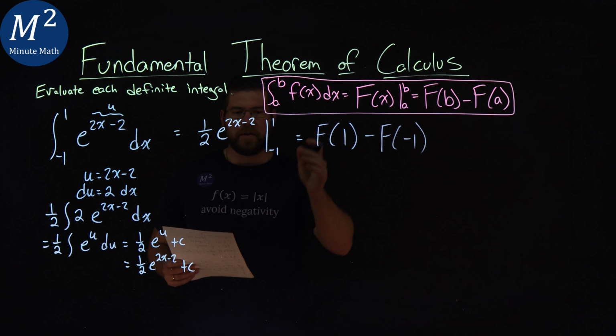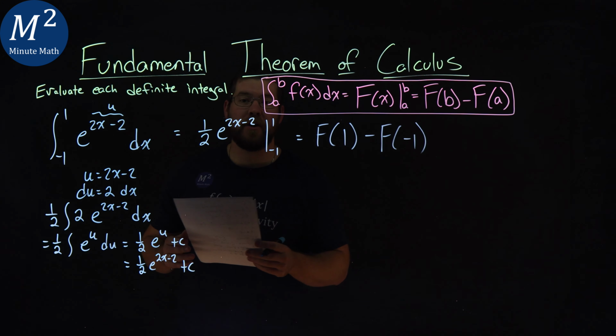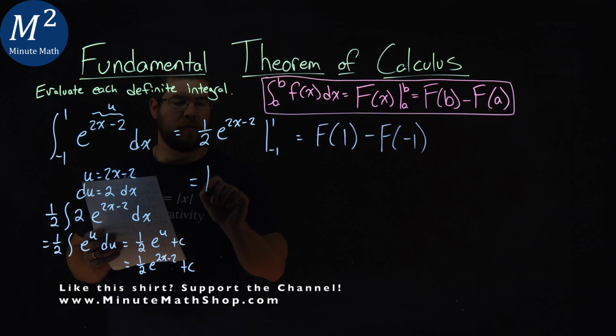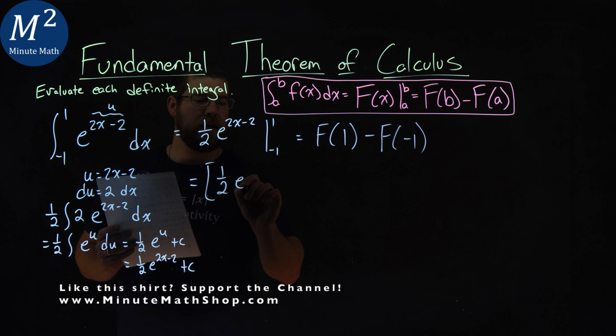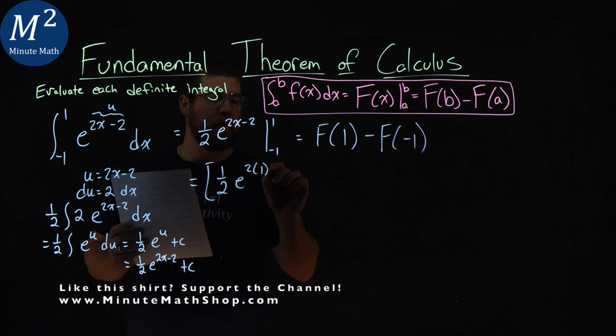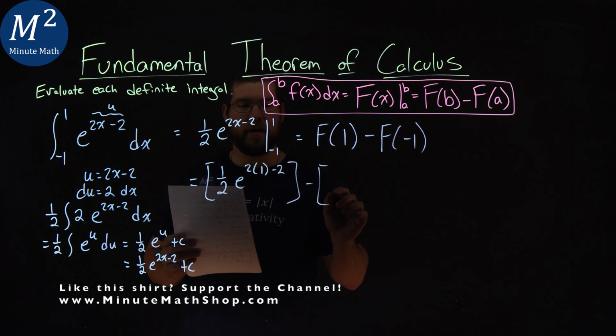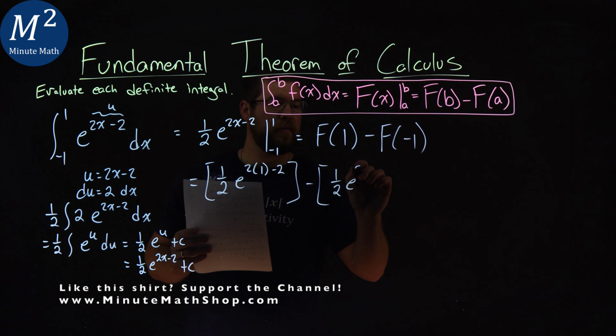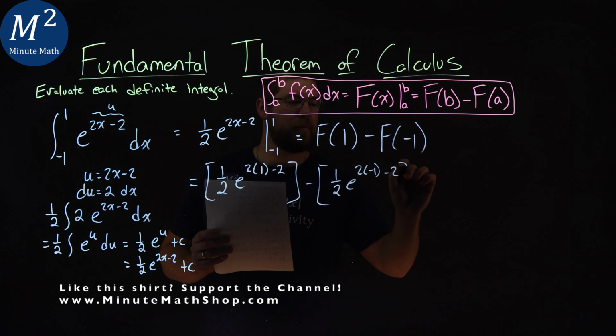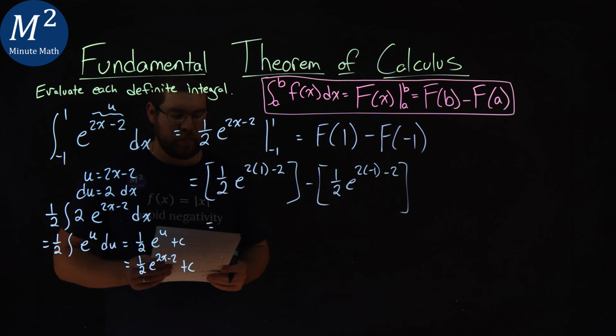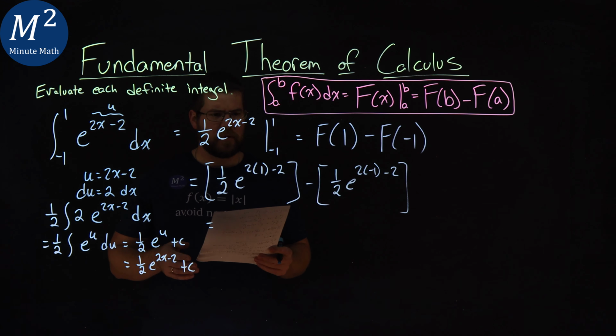Okay, so now we're just going to plug those values in for our x value here. So doing that, we have 1/2 e to the 2 times 1 minus 2 power. Minus, same thing, we're plugging -1 in. So we have 1/2 e to the 2 times -1 minus 2 power. From there, we need to simplify here.